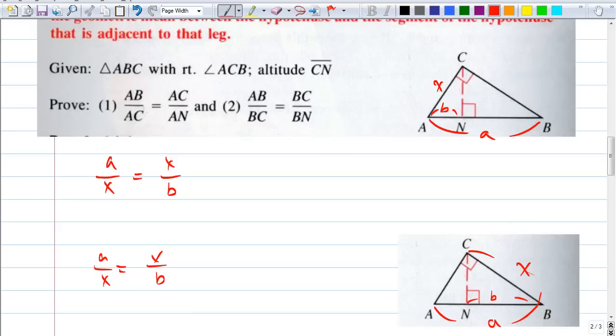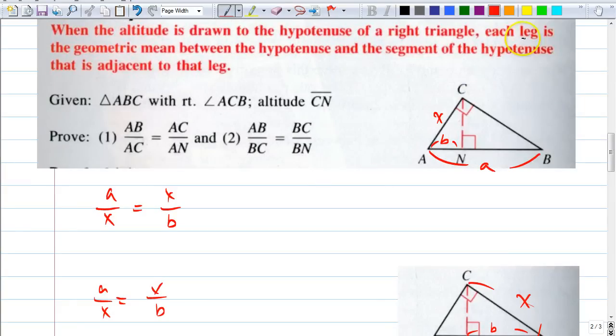Do you see what they mean by, look, each leg is the geometric mean between the hypotenuse of the original right triangle and the segment of the hypotenuse that is adjacent to this leg? Adjacent means next to it. So if you're talking about this AC, which segment is adjacent to AC? Right here, AN. It can be MB, get it?